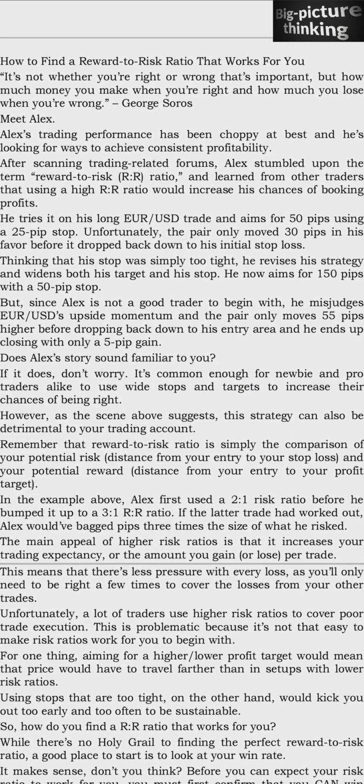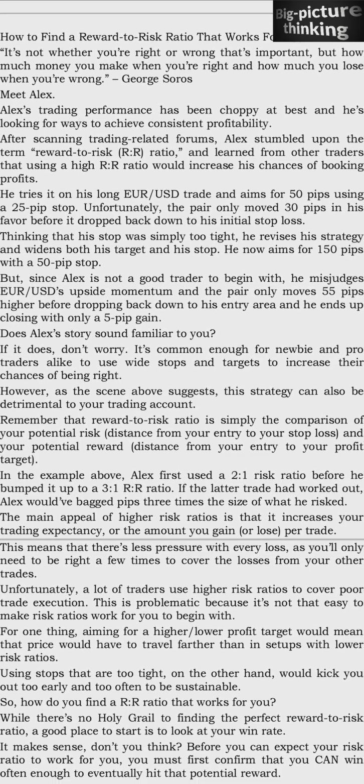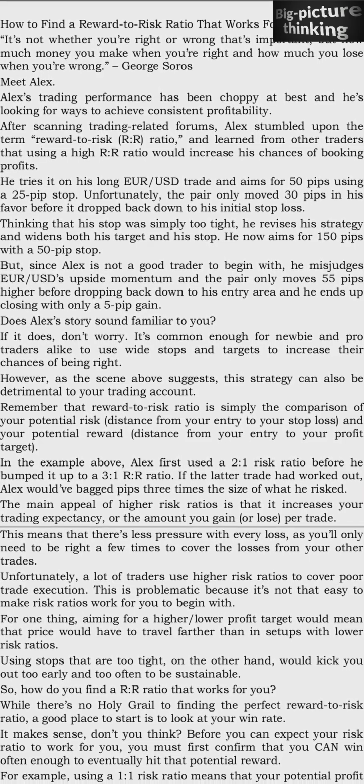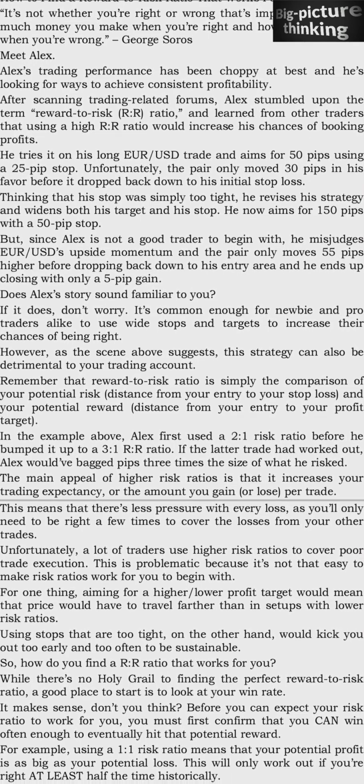Thinking that his stop was simply too tight, he revises his strategy and widens both his target and his stop. He now aims for 150 pips with a 50 pip stop. But since Alex is not a good trader to begin with, he misjudges USD/JPY's upside momentum and the pair only moves 55 pips higher before dropping back down to his entry area, and he ends up closing with only a 5 pip gain. Does Alex's story sound familiar to you?